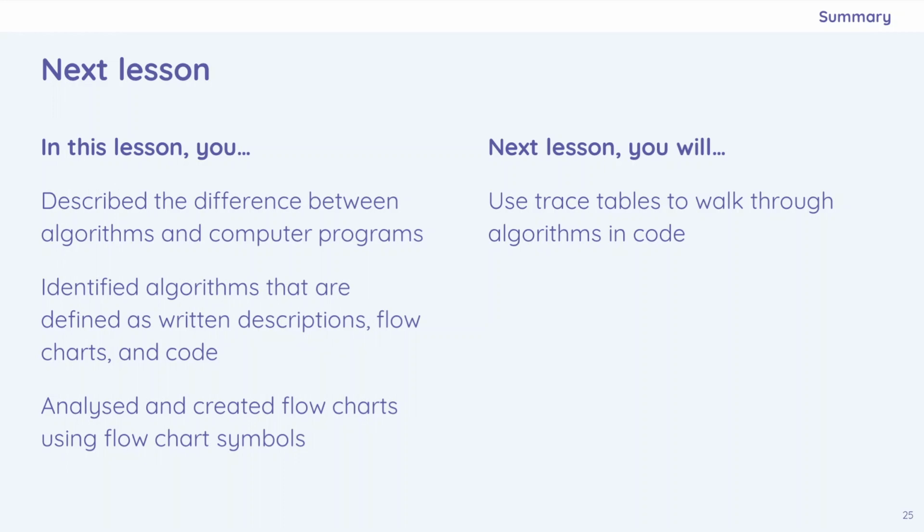Well, next lesson. In this lesson, you described the difference between algorithms and computer programs. Identified algorithms that are defined as written description, flowcharts, and code. Analyzed and created flowcharts using flowchart symbols. In the next lesson, you will use trace tables to walk through algorithms in code. So in the next lesson, we're going to go through the trace tables.